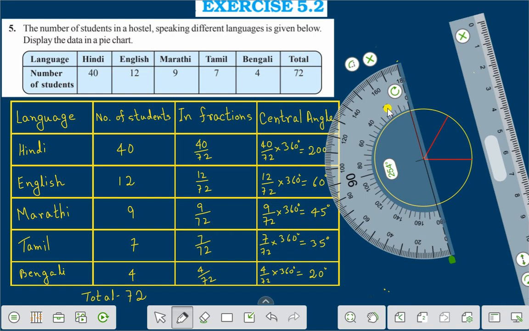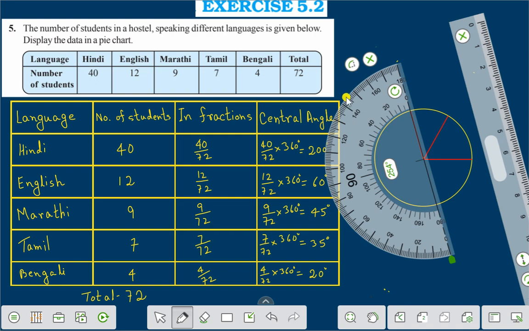That is 20, 30, and this is 35. 5, 10, 15, 20, 25, 30. This is 35 degree. That is 10, 20, 30, 35.